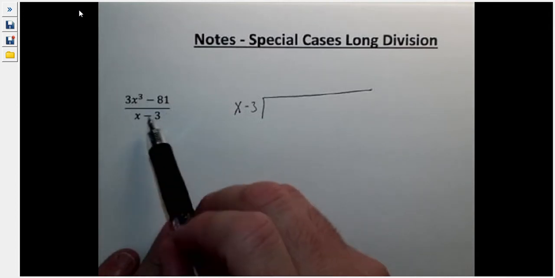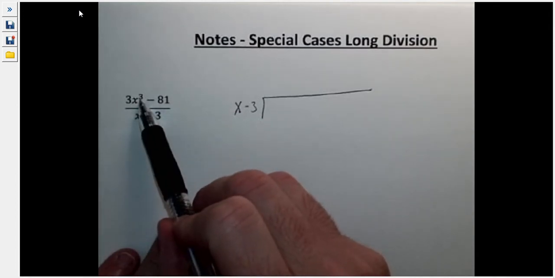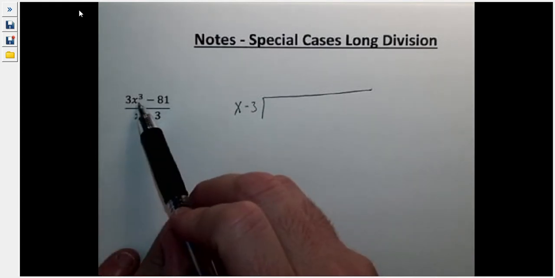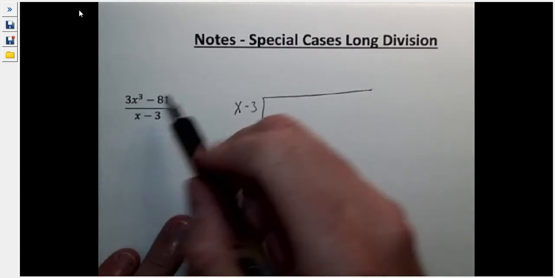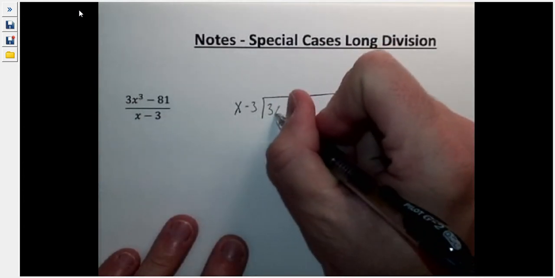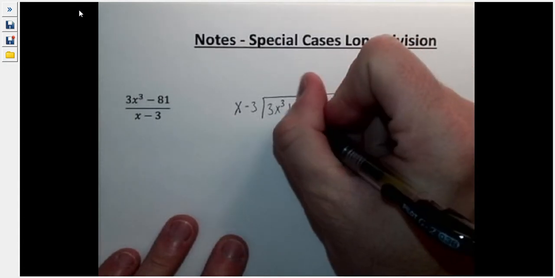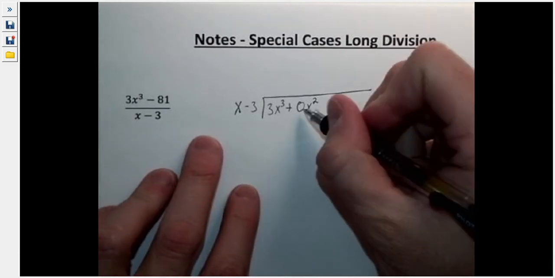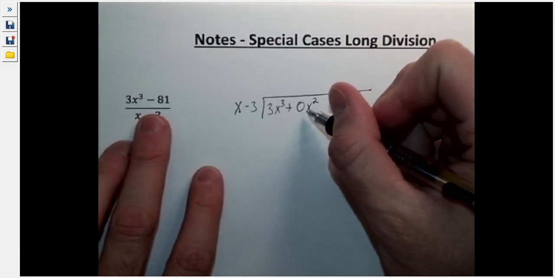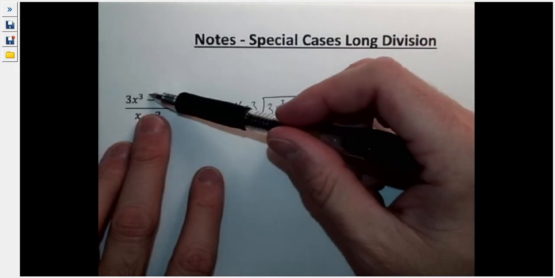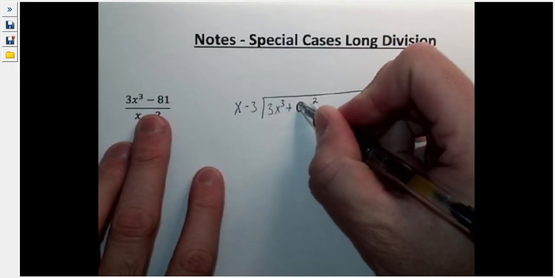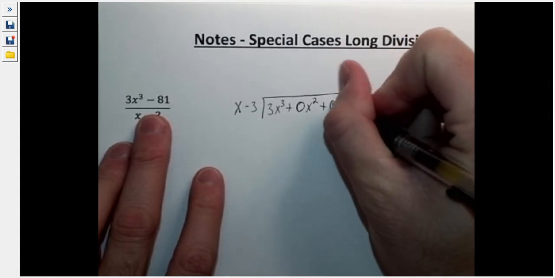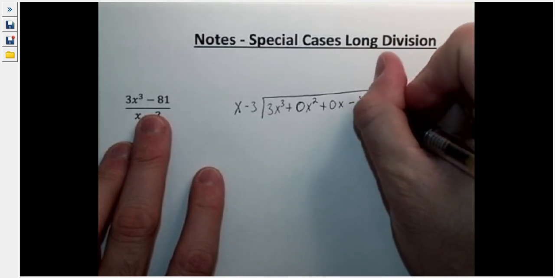We have these two terms here, but look at the power here. See how that's cubed right there? So basically, we have to account for the fact that there are missing terms. So we have 3x cubed plus 0x squared terms. Anytime we're missing a term when we're doing long division, we have to give it a placeholder. The reason there's nothing there is because there are literally 0 x squared terms. And again, 0 times x squared is 0. Plus 0x terms minus 81.